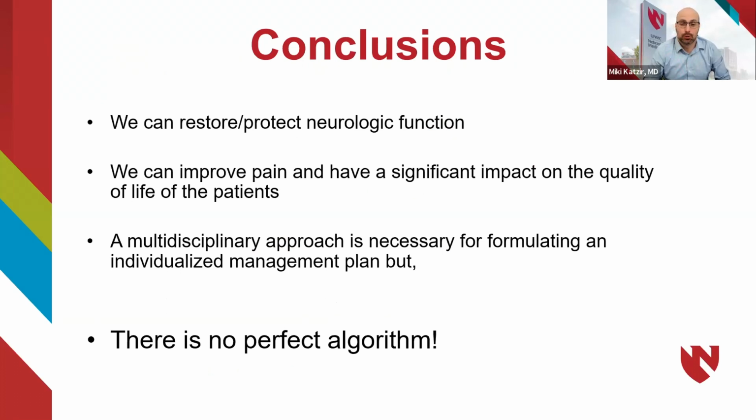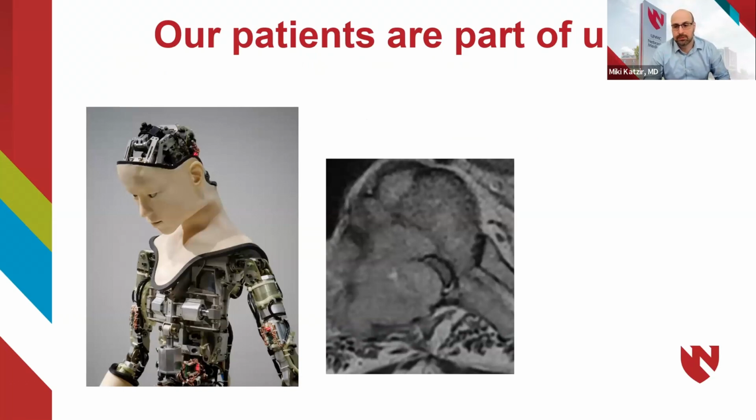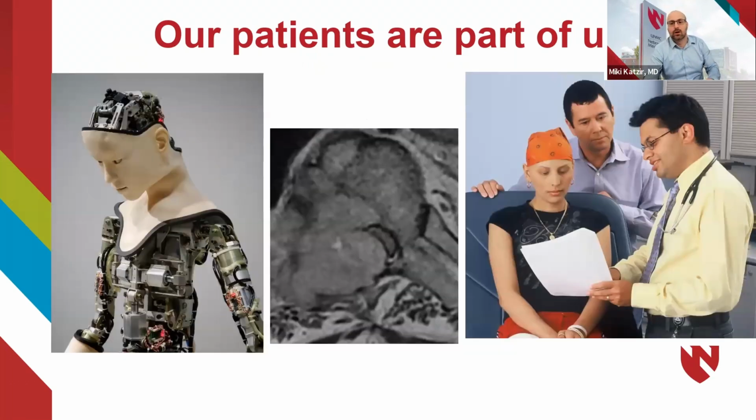These are my conclusions. There's no perfect algorithm, but the tumor board is very important. We need to protect neurologic function. And our patients are not just an imaging test. They are not robots with a preset, predictable response to therapy. They are human beings, all with stories and wishes that complicate things so much that all classifications and tumor boards, while their input is so necessary, are in the end limited.